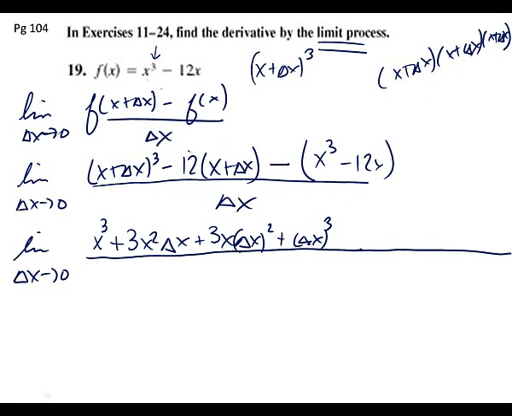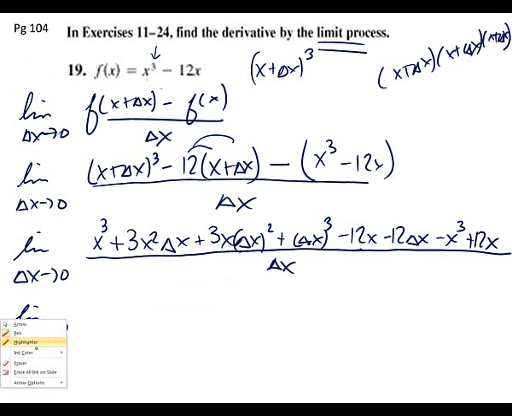All right, we need to take that negative 12 and distribute it. So negative 12x minus 12 delta x. And then distribute the negative here: negative x cubed plus 12x, all over delta x. Remember that the limit part goes all the way down in the front. We don't want to lose it until I actually take the limit. So the cubes are gone. What else is gone? 12x.